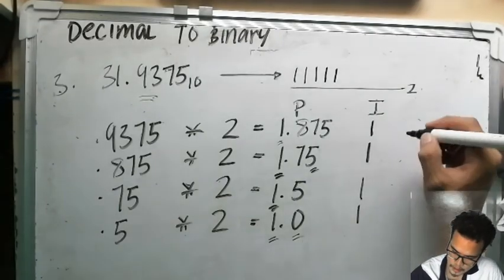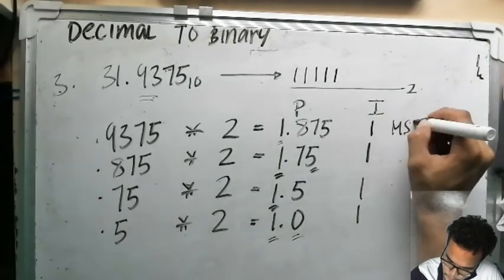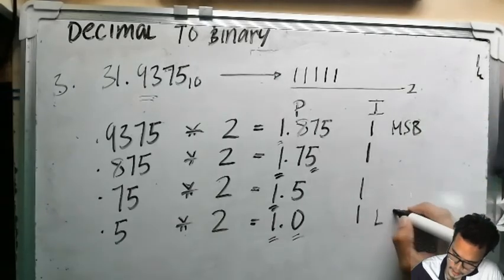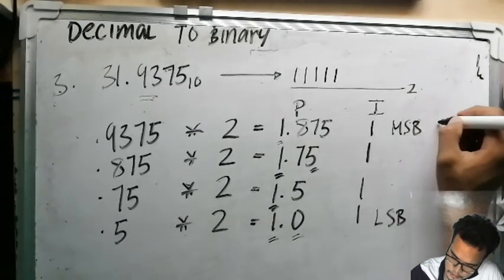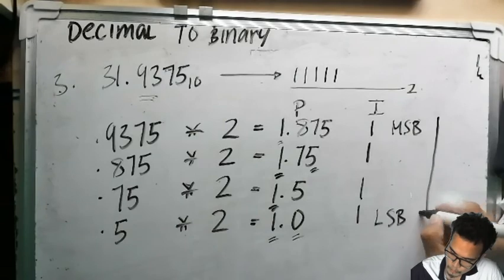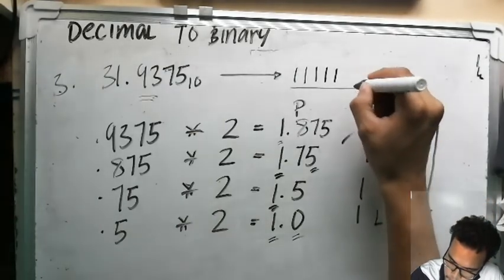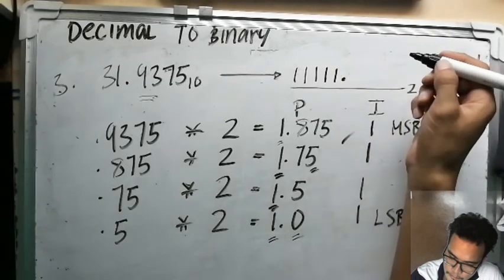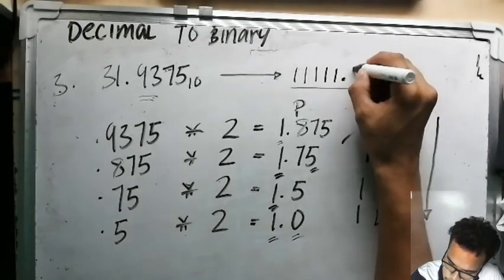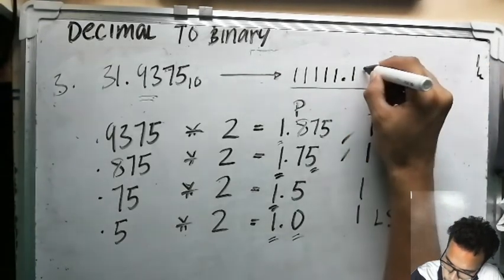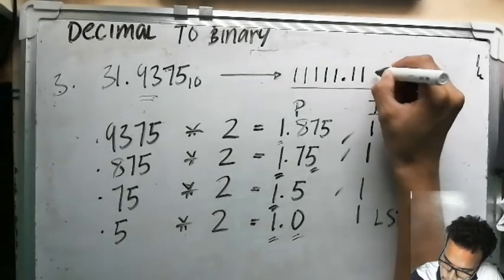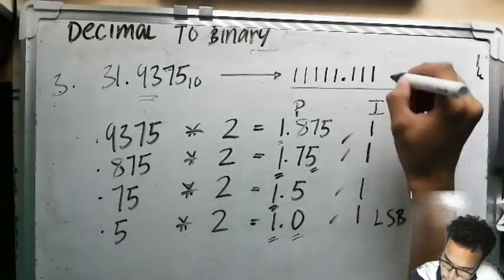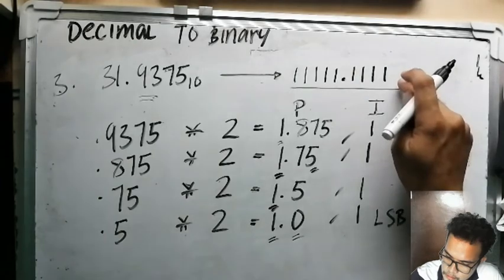Now this is our MSB and this is our LSB. Write from top to bottom. So 1, and don't forget the binary point. So 1, 1, 1, 1. That's it.